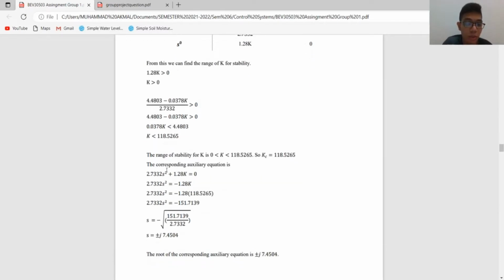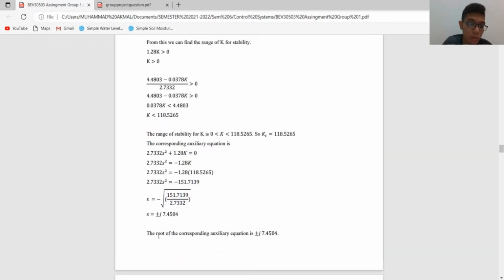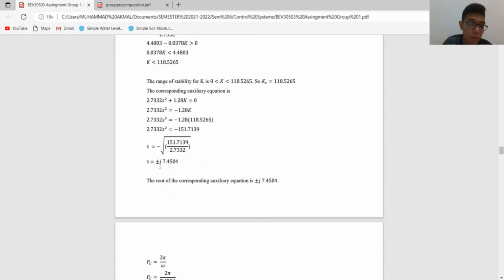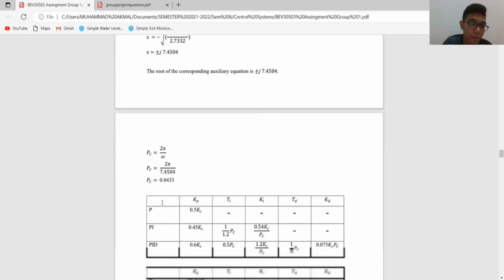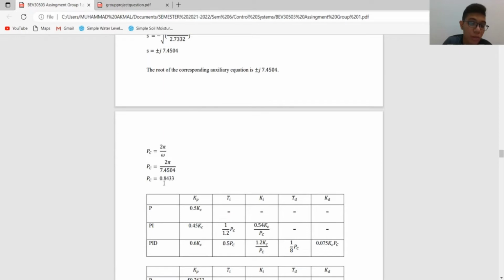Then we can find the corresponding auxiliary equation to find the root of the equation. Okay, so substitute the value of K into this equation. We get here 2.7332 S squared is equal to negative 151.7129. Then we take the square root of the value, and we get S is equal to plus minus J 7.4504. And then we substitute this value into this equation to find the critical period. And then for the critical period, we get 0.8433.